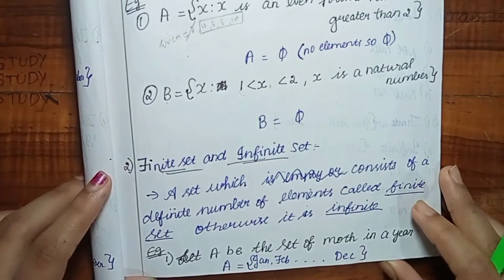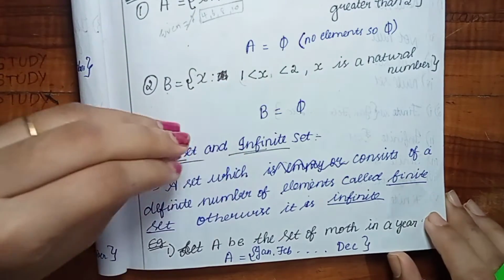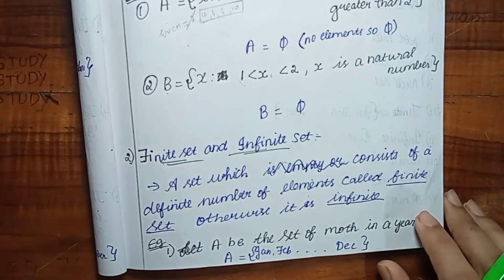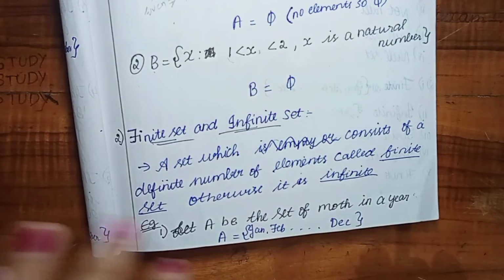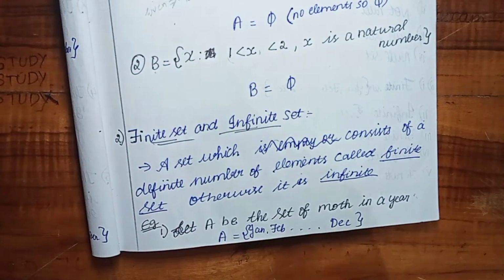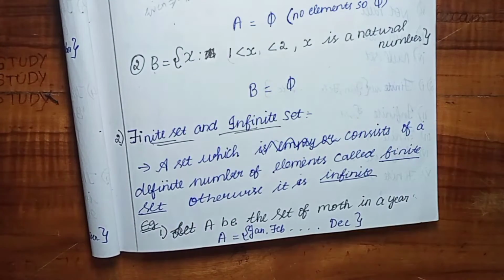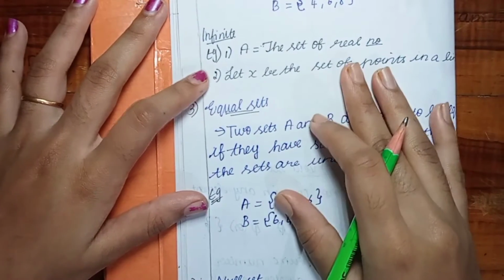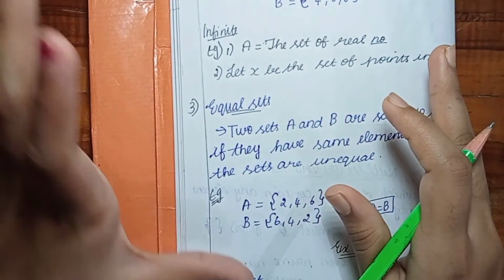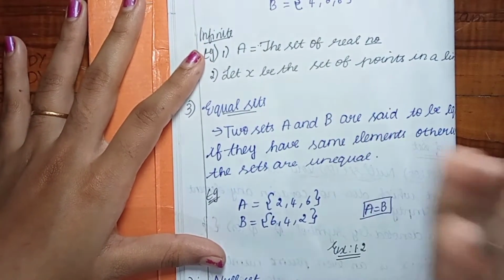Next, let's learn the finite set and infinite set. A set which consists of a definite number of elements is called a finite set. And a set which does not have a finite number of elements, that is, infinitely many elements, is called an infinite set. For example, let A be the set of months in a year. You can write it as January to December. That's a finite set. But if they ask you for the set of real numbers, there are many real numbers and they haven't given you any limit, so it is an infinite set.